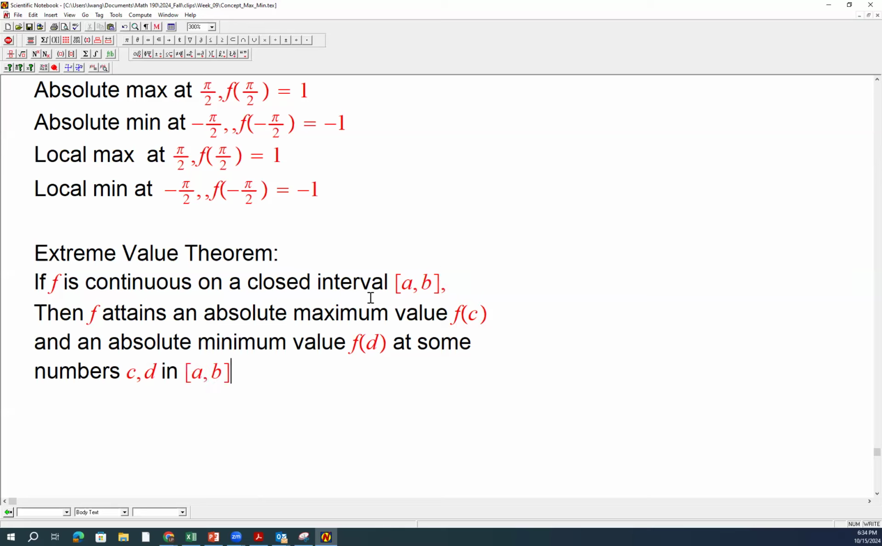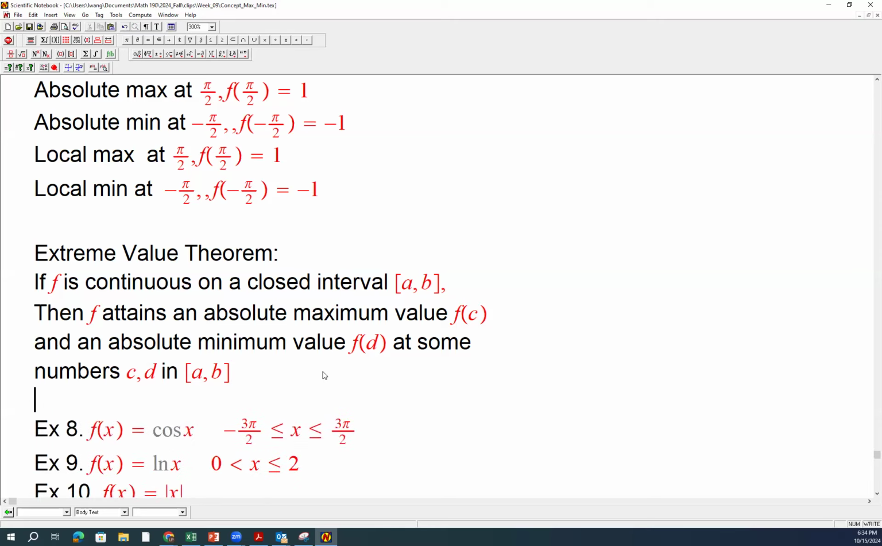So this theorem tells us if you have a closed interval and the function is continuous, you always have an absolute max and absolute min, always. And of course, we're going to talk about how to find them, right? But in this lesson, this is the opportunity we review some simple functions. Let's continue. Number eight.